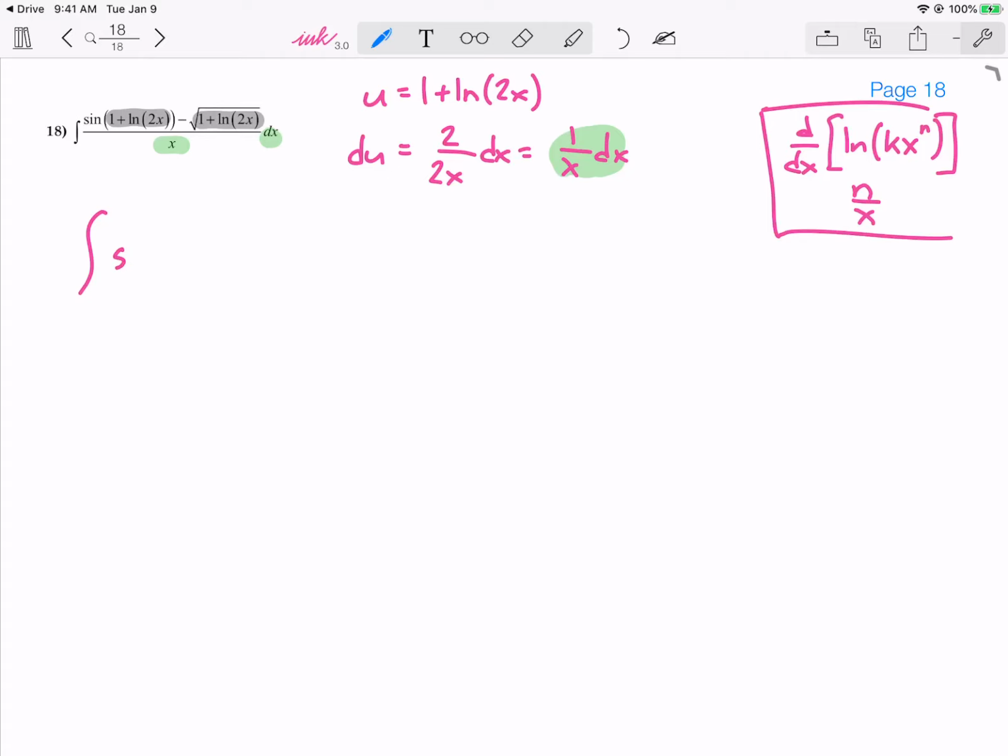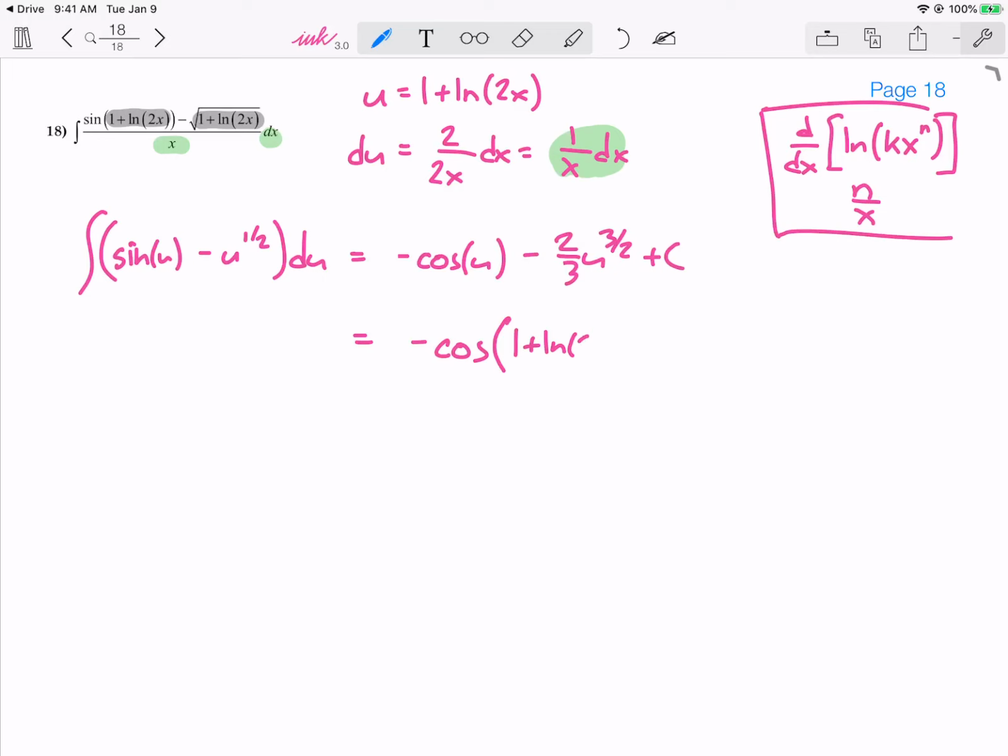I'm going to have the integral of sine of u minus u to the 1/2, all of that integrated with respect to u, which integral of sine is negative cosine. Then I got minus 2/3 u to the 3/2 plus c. Rewriting that with u's plugged back in, I get negative cosine of (1 plus the natural log of 2x) minus 2/3 the square root of (1 plus the natural log of 2x), that quantity cubed, still square rooted, plus c. And there's my final answer.